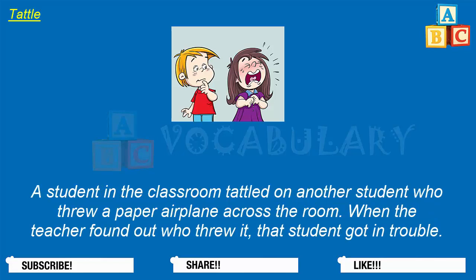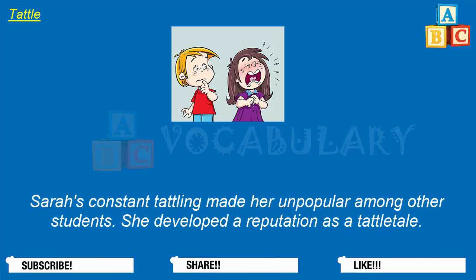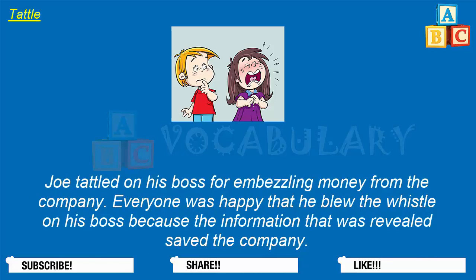A student in the classroom tattled on another student who threw a paper airplane across the room. When the teacher found out who threw it, that student got in trouble. Sarah's constant tattling made her unpopular among other students. She developed a reputation as a tattletale. Joe tattled on his boss for embezzling money from the company. Everyone was happy that he blew the whistle on his boss because the information that was revealed saved the company.